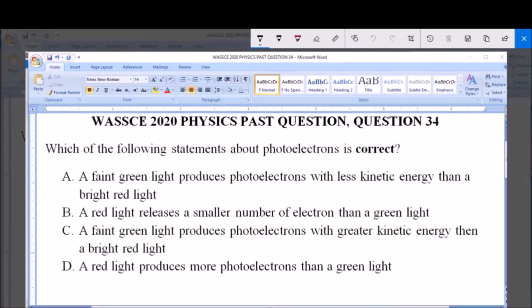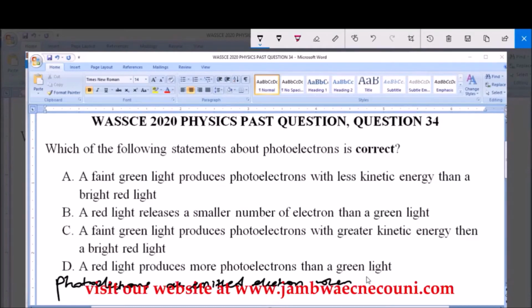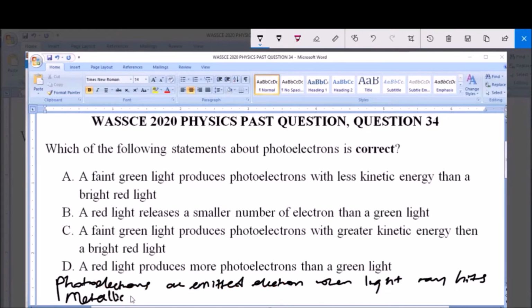Okay. Now, photoelectrons, first of all, let's explain what photoelectrons simply means. Photoelectrons are emitted electrons. They are electrons which are emitted when a light ray hits a metal surface. These emitted electrons are called photoelectrons, and this phenomenon is what we call photoelectric emission. That's photoelectricity, and it has been applied in our various lives. Now photoelectrons are emitted electrons, and these photoelectrons have kinetic energy.